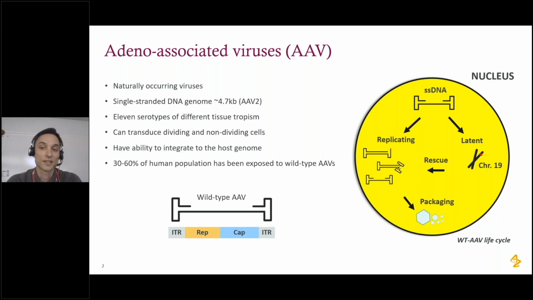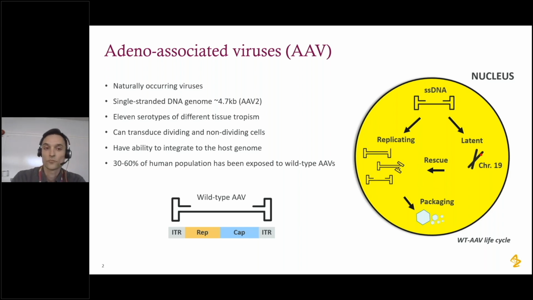They can infect dividing and non-dividing cells. And then once in the cell, the AAV genome has the capacity to integrate into the host genome, in humans at a specific location on chromosome 19, and then be in a sort of latent state. In the presence of helper virus or co-infection, this AAV genome can be rescued and then undergo the replication cycle and be packaged into the capsids and released to the environment.